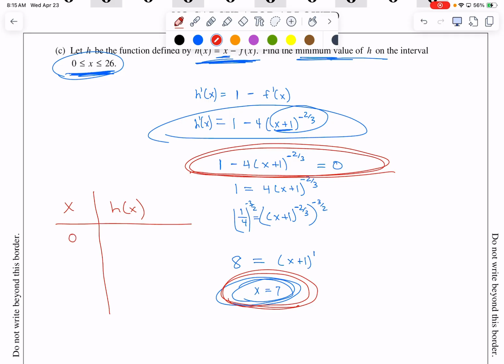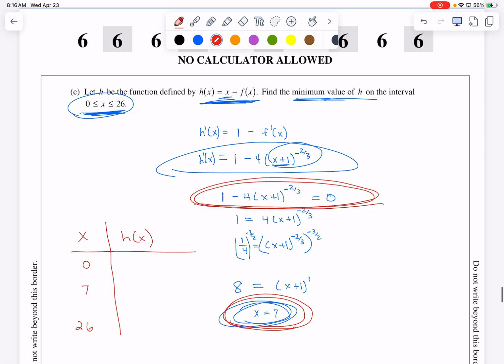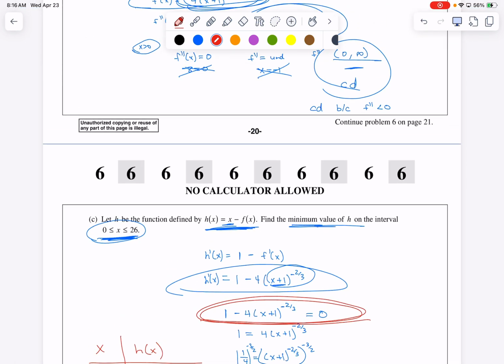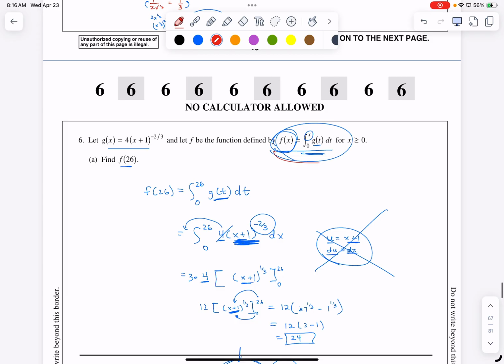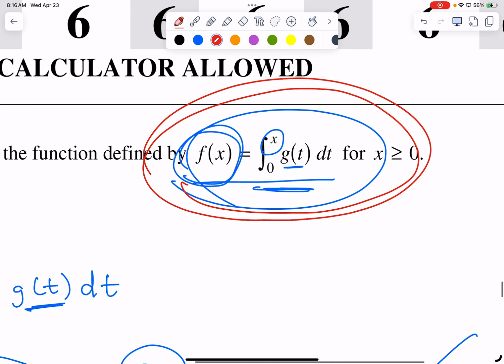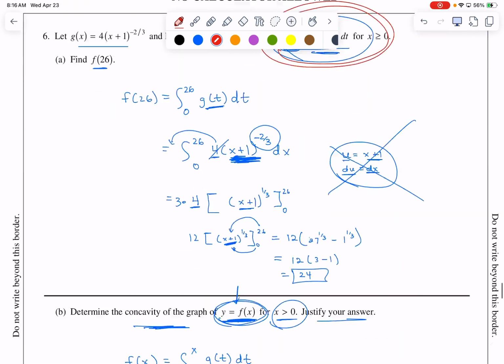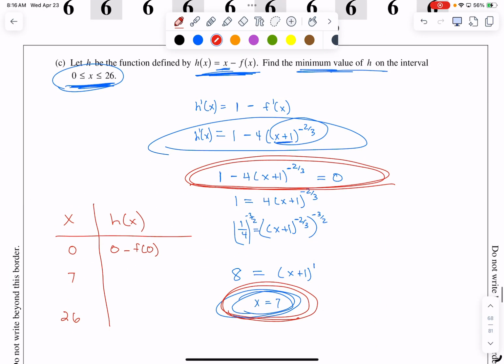So you're going to check endpoints and what? Critical value. So you got to plug it into the original function. So h of 0 is going to be 0 minus f of 0, which is not that bad. Because if you go back, function f was this area collector function. What's the area from 0 to 0? 0. So that's super nice. There's no displacement there. So that's just going to be 0 minus 0, which is 0.